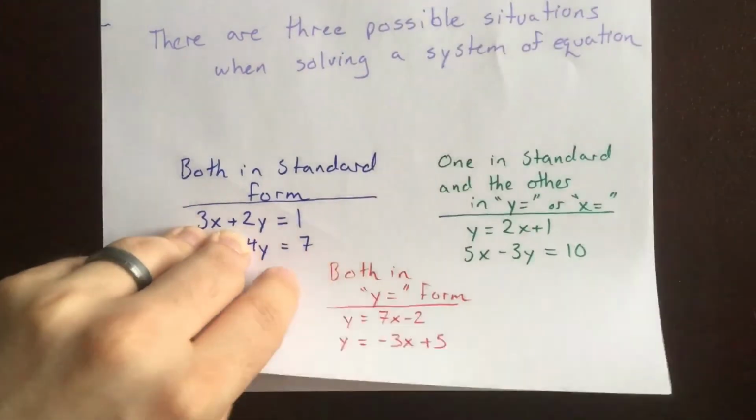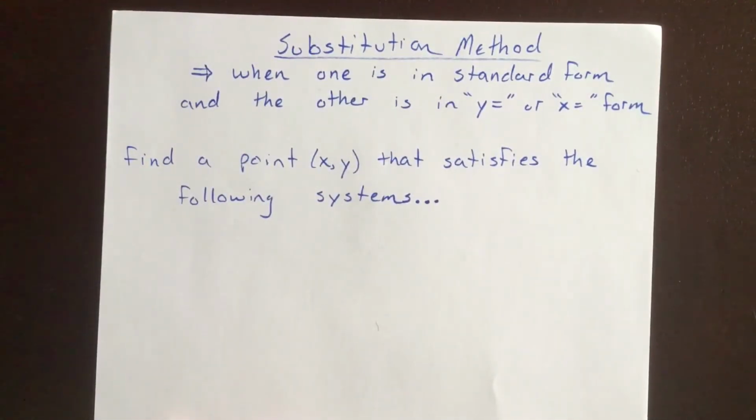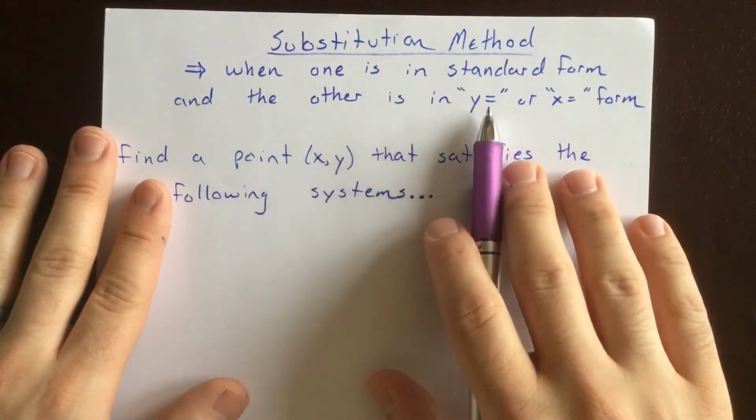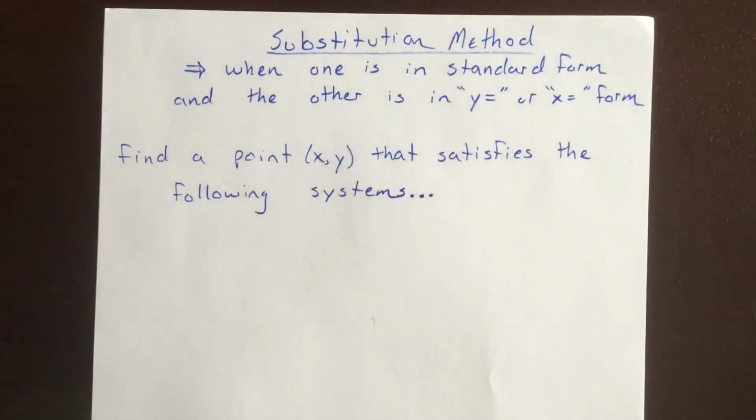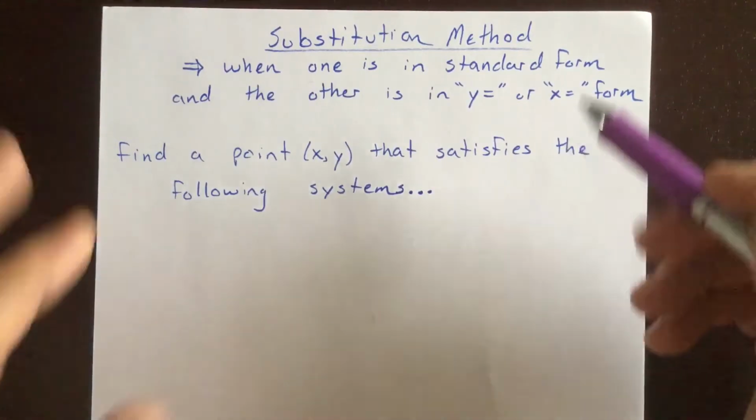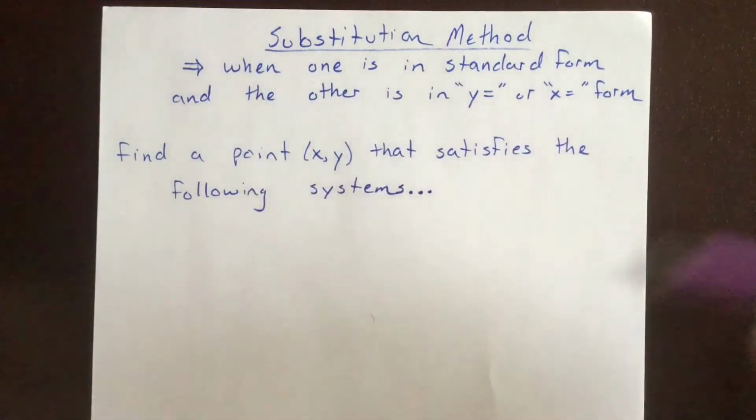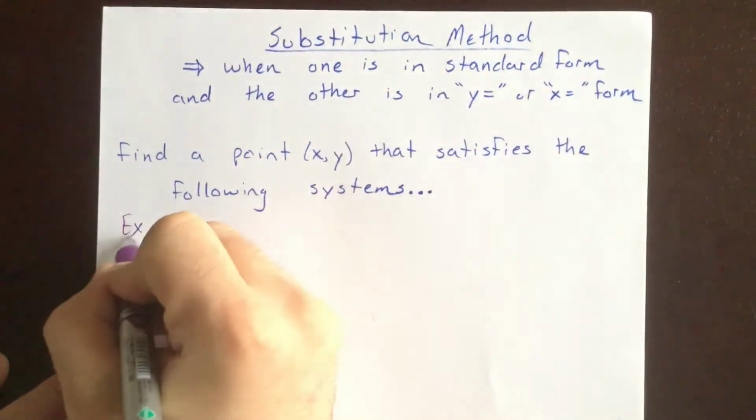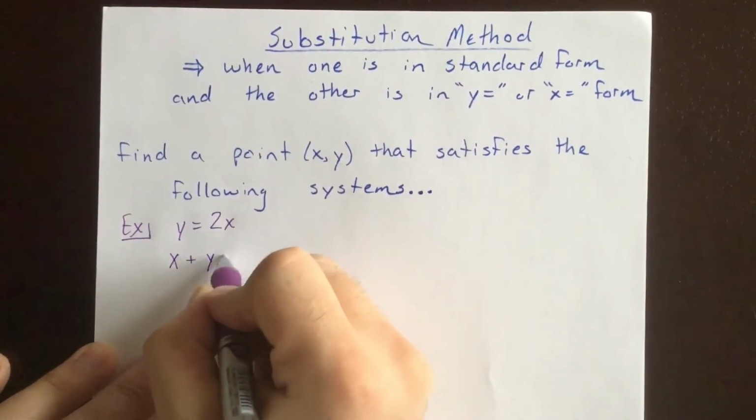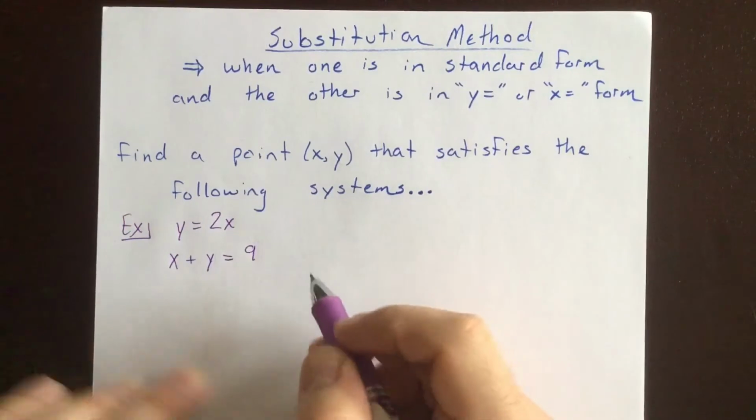When this is our situation, we use what's called the substitution method. So with the substitution method, we have one standard form equation and one equation in y equals or x equals form. So how can this be applied? What does it mean to have the substitution method, and how does it only work for this setup? Let's find the point (x, y) that satisfies the following system. Let's use this example first. y = 2x, and then x + y = 9. So we have an equation in y equals, and an equation in standard form.